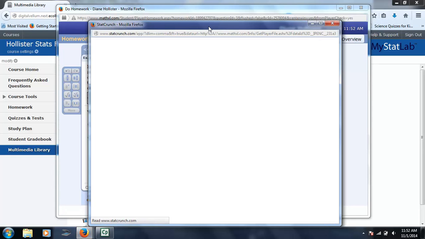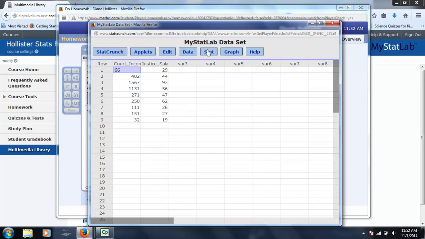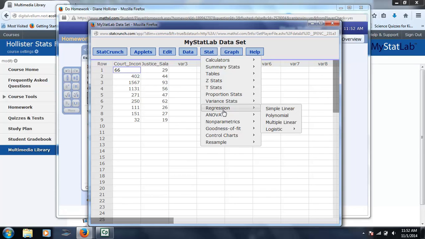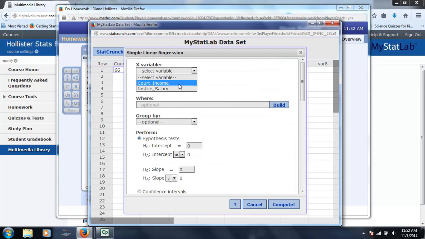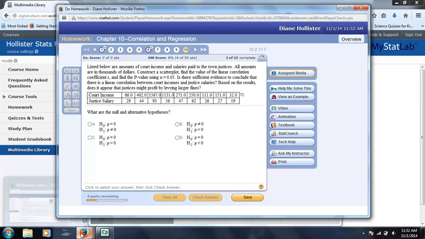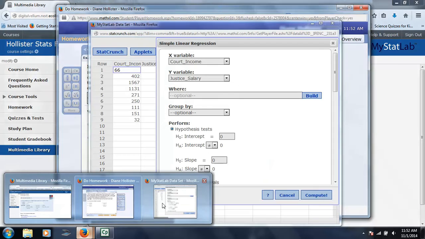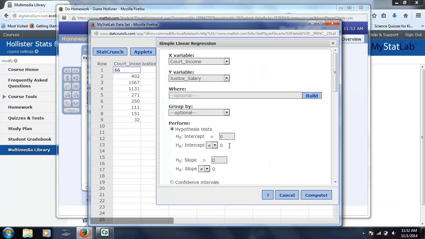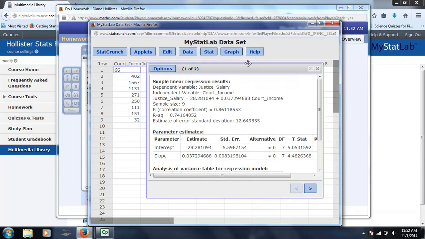So again, here's our data. And we would click Stat, and we click Regression, and we would click Simple Linear Regression. And our court income and justice salary are what we're looking at. The hypothesis test is that there is or is not a difference. Let's see, is there a linear correlation? So we're looking for if there's a correlation. So this is set up correctly. So we're going to go ahead and click compute.